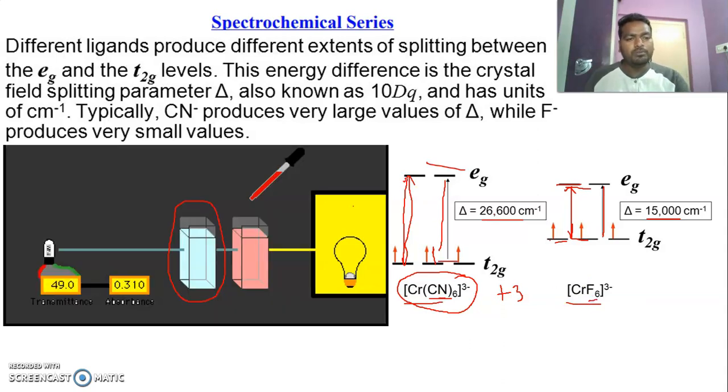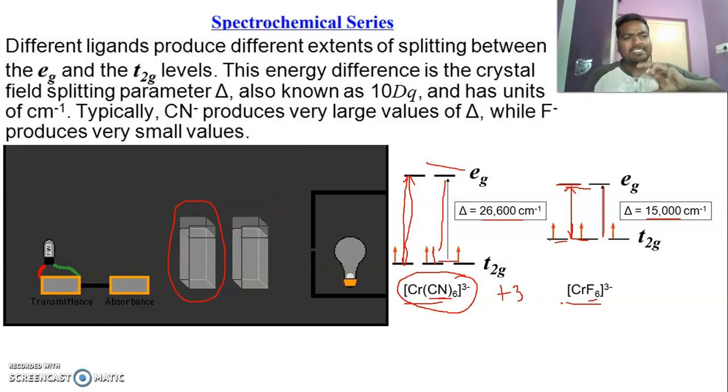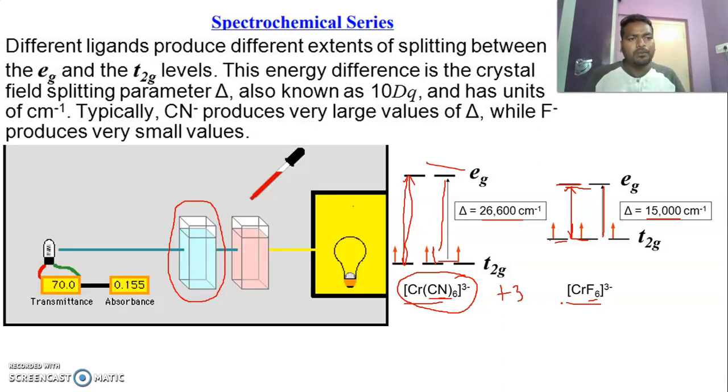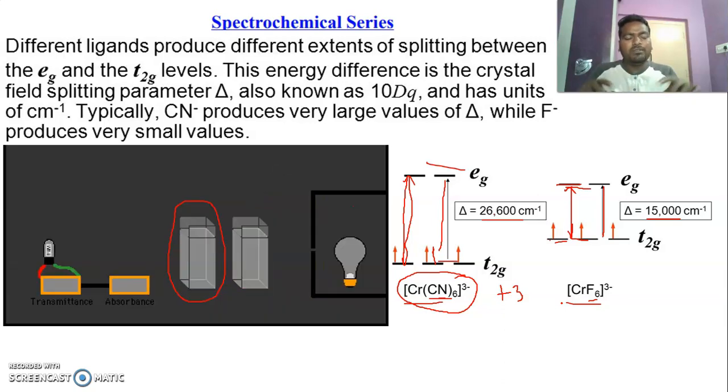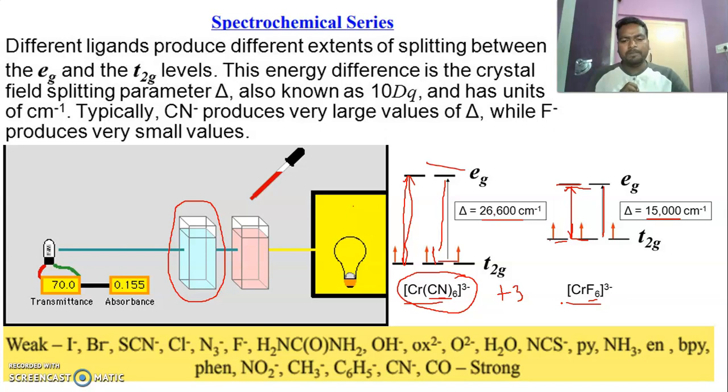So if it is going to absorb this energy, the amount of energy absorbed during this measurement we are going to record in a suitable device. So if you go on changing the ligand, you are going to get different values of the absorption spectrum. Based on these values, we are going to arrange the ligands in increasing order. The arrangement of ligands based on their crystal field splitting energy is called the spectrochemical series. You just look at here. So this is called the spectrochemical series.